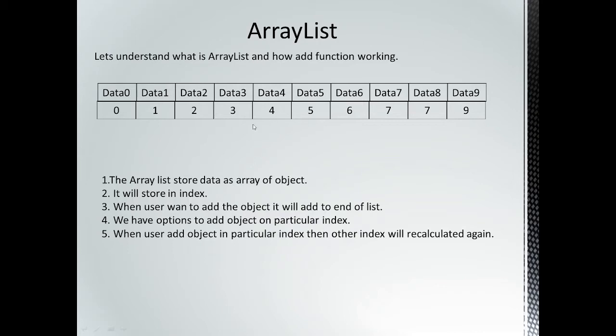So that's why, when you want to use a huge amount of data and you just read that data or do some business logic on it, and you are not modifying, not deleting, not adding to the list randomly, then array list is the best option. It will be faster than linked list. But if you want to delete or add, then linked list is the best option.